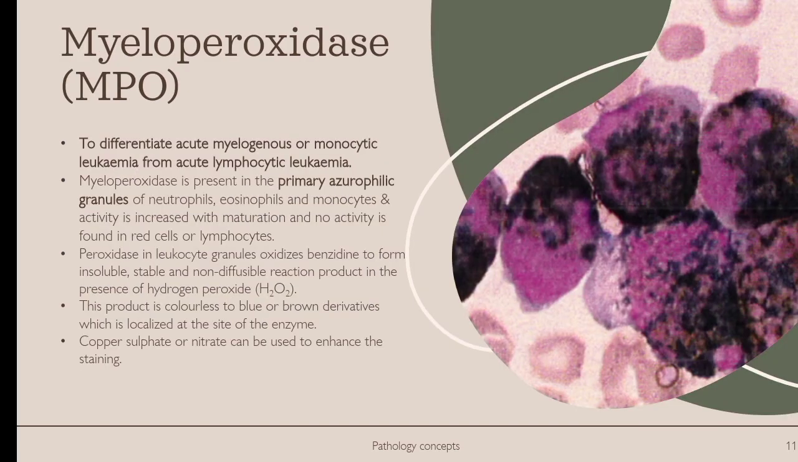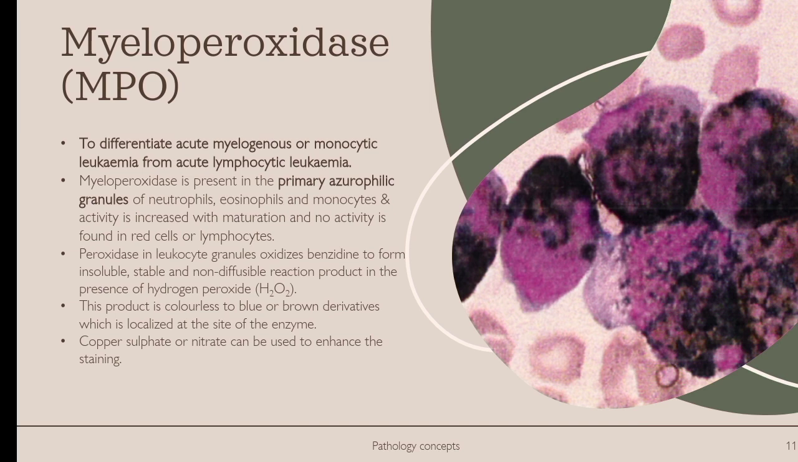The next stain is myeloperoxidase, MPO. It is used to differentiate acute myelogenous or monocytic leukemia from acute lymphocytic leukemia. Myeloperoxidase is present in the primary azurophilic granules of the neutrophils, eosinophils, and monocytes, and activity is increased with maturation, and no activity is found in red blood cells or lymphocytes.